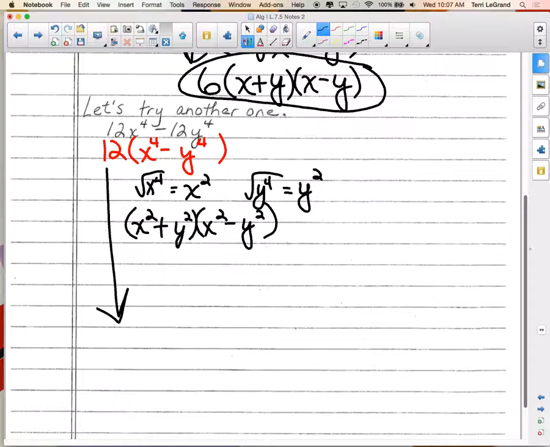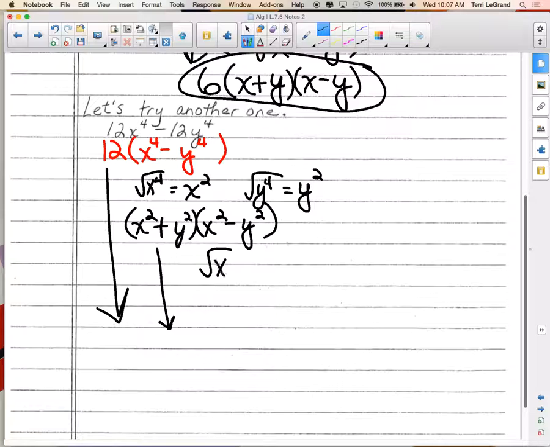Are we done? Why not? Which one? The one with subtraction. This one is coming down. The x squared plus y squared cannot be factored again because it has addition. So we know we're done with that one. We cannot factor the sum of squares. So now we're going to try this other one.